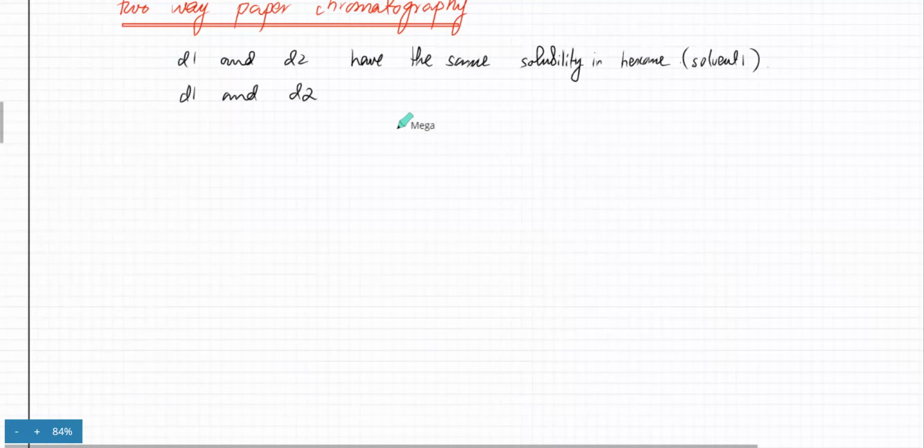Now it's not necessary that if you change the solvent, if for example in hexane dye 1 and dye 2 have the same solubility, then probably in another solvent they might have different solubilities. So dye 1 and dye 2 have different solubilities in ethanol, let's say.